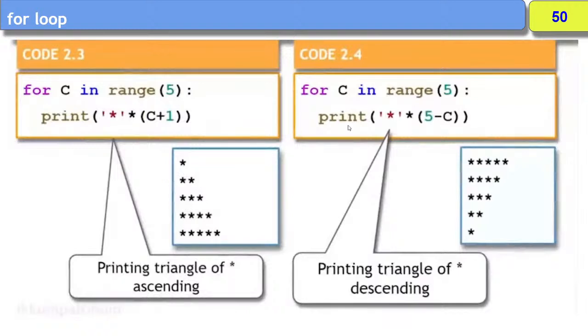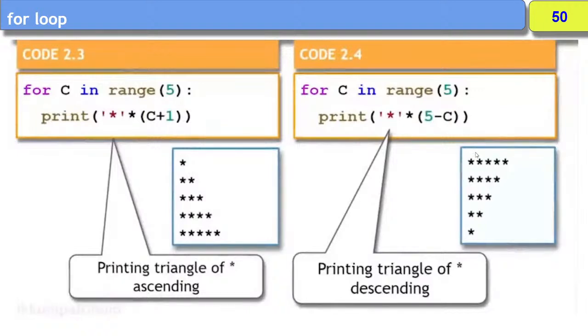Next example, you see where the same range we have adopted here. So the first value of C will be 0, but I have made a little change in the expression, where whatever is generated through this range, I am subtracting that value from 5. So initially C will take 0. So 5 minus 0 is 5, and when the asterisk is multiplied by 5, it will produce 5 asterisk signs.